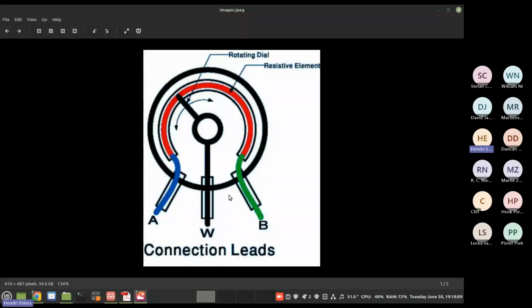So it is possible to get the connections on this the wrong way around. And then when you turn your volume control down, the volume goes up, and vice versa. And that does happen in the workshop. Luckily, not regularly, but frequently.